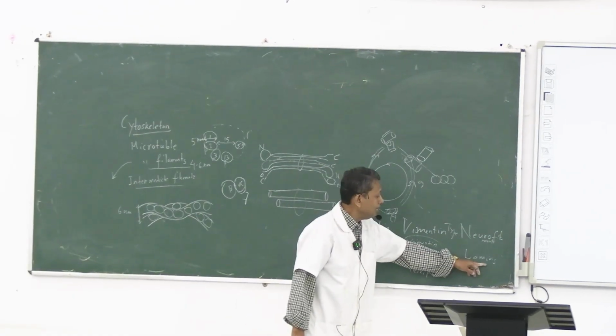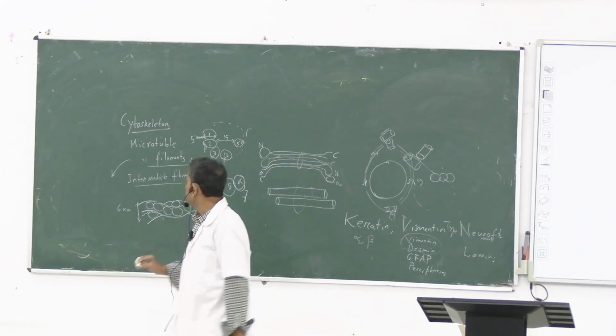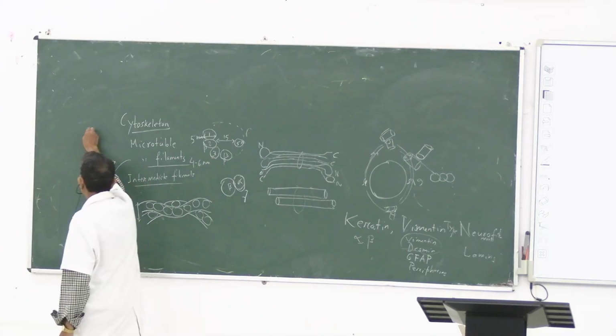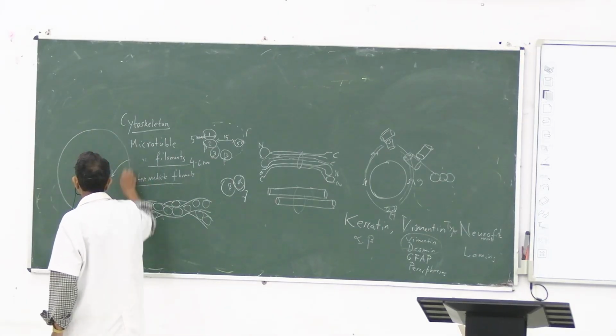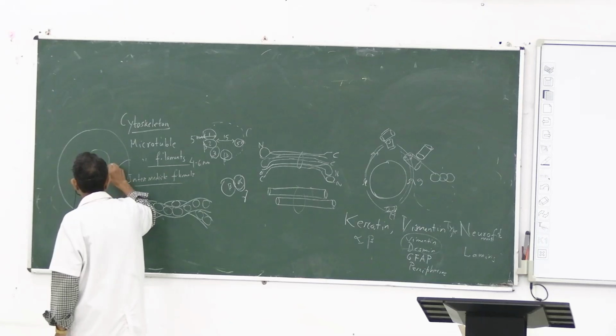And lamins are present within the nuclear membrane. Suppose within a cell, this is the cell and this is the nucleus. Within the nucleus, there is a nuclear pore, and at the internal side the lamins are disposed.